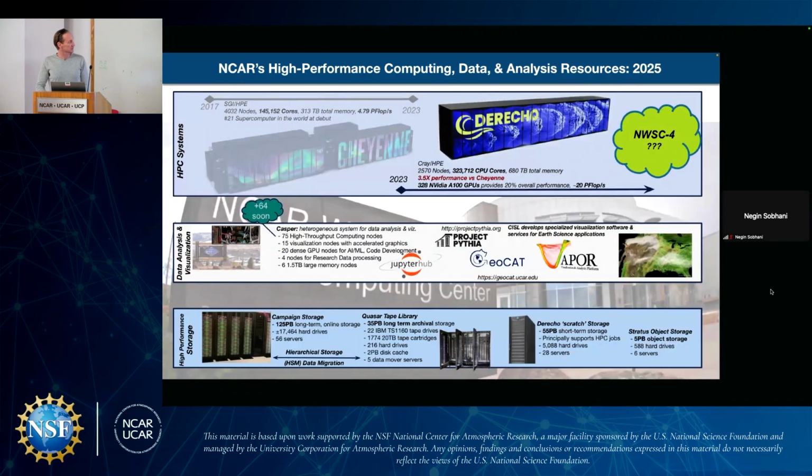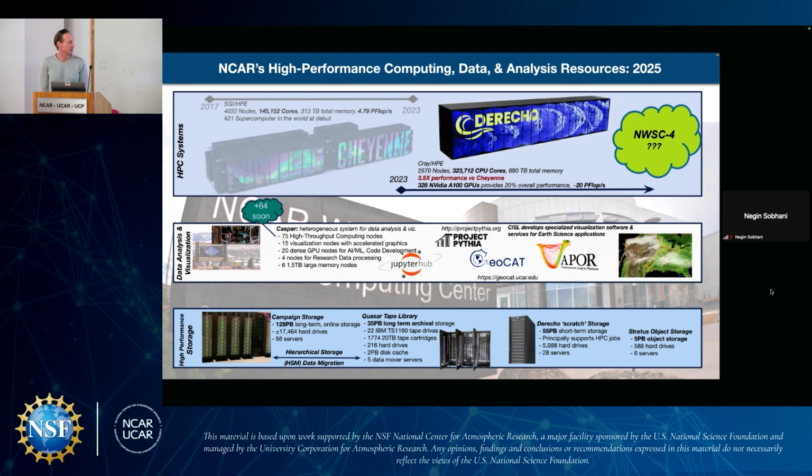In terms of resources, we have 3 broad classes. The big HPC systems that you're familiar with. Currently, we have Derecho, which has over 300,000 AMD CPU cores and over 320 NVIDIA A100 or Ampere GPU accelerators. That system was put on the floor about 2 years ago and has been in full production for 18 months. These systems tend to have a lifespan of roughly 5 years, which means we're already planning for NWSC4, the follow-on to Derecho.